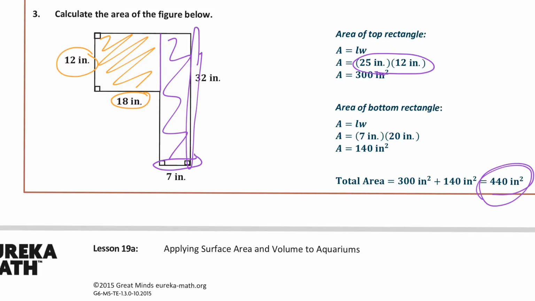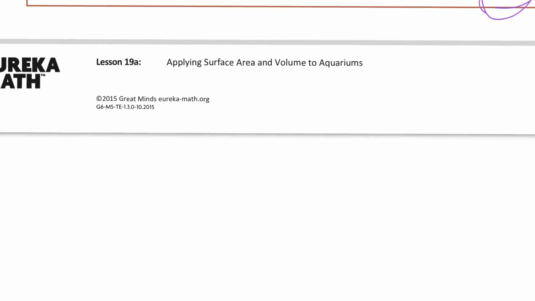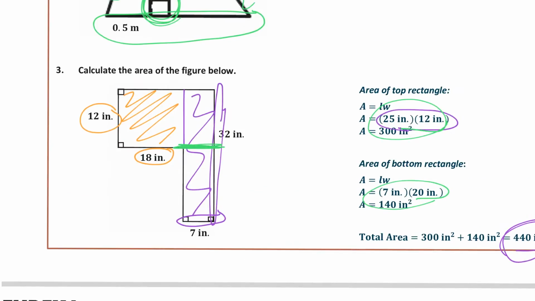If you had cut it the other way, like I first did, cutting across this way, you would have figured it out with these numbers. But you would have had to do a little bit of work to figure out what the missing lengths are. Moving on to the next page.